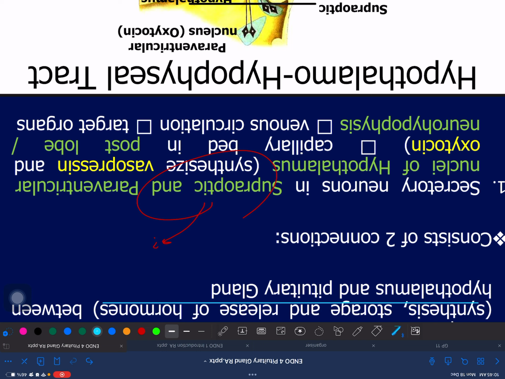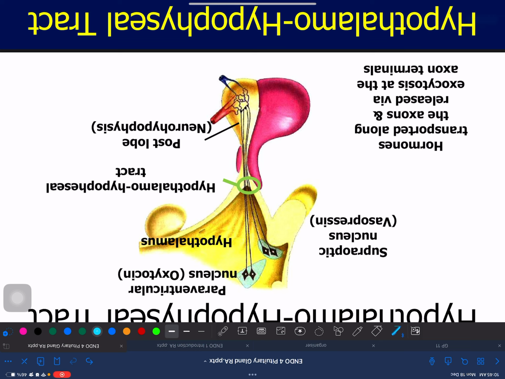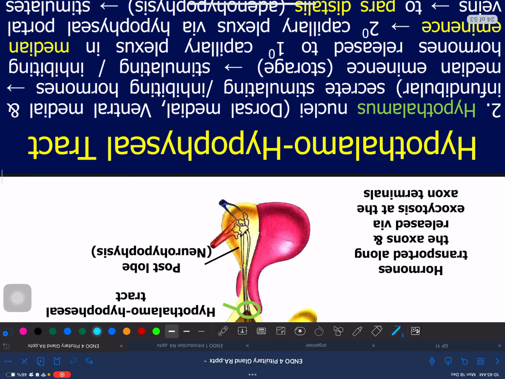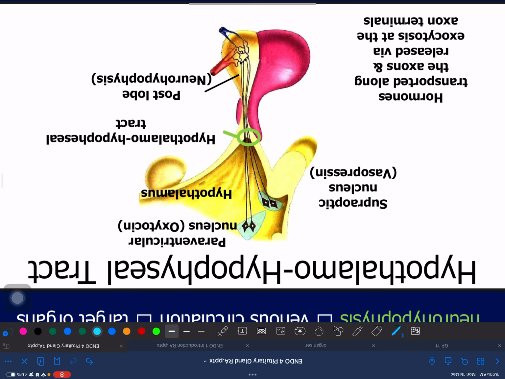So we need a tract for the posterior pituitary. That tract comes from the hypothalamus. This is the tract special to the posterior pituitary. This is an example of the nuclei in the hypothalamus. The hypothalamus has many nuclei, you will remember later. Two of them are the supraoptic nucleus and paraventricular nucleus. Hormone is transported along the axons and released via exocytosis at the axon terminal to the posterior lobe.